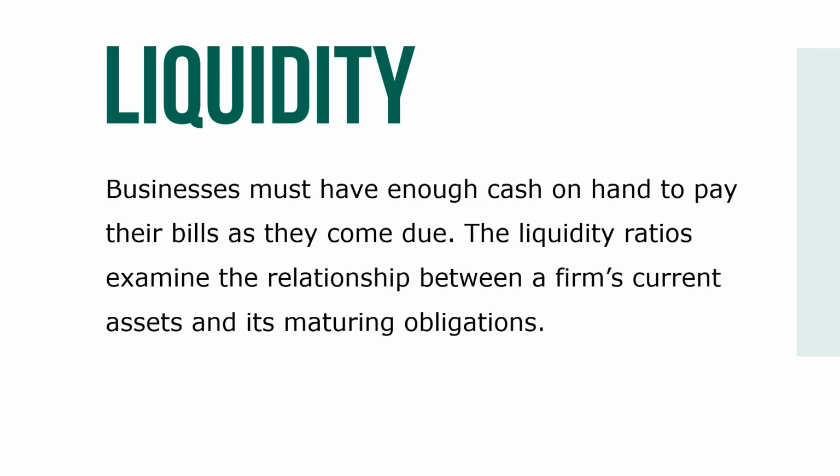Businesses must have enough cash on hand to pay their bills that are currently due. The liquidity ratios examine the relationship between a firm's current assets and its maturing obligations. The amount of a firm's working capital and these ratios are good indicators of a firm's ability to pay its bills over the next few months. Short-term creditors pay particular attention to these figures.